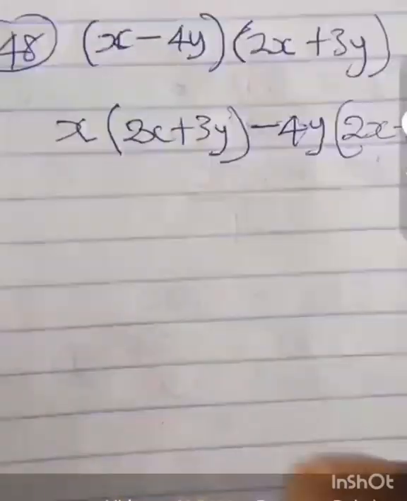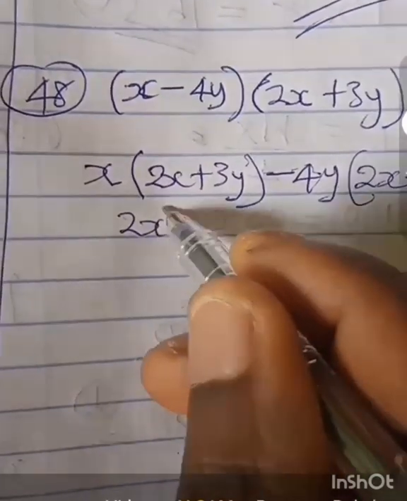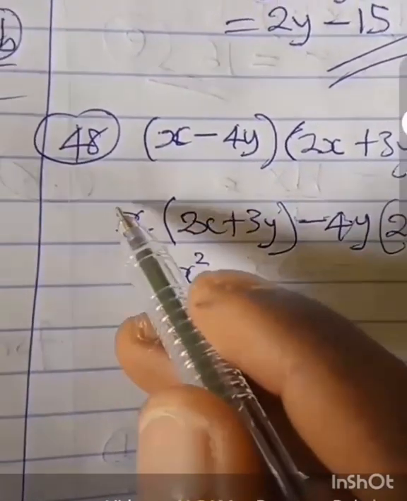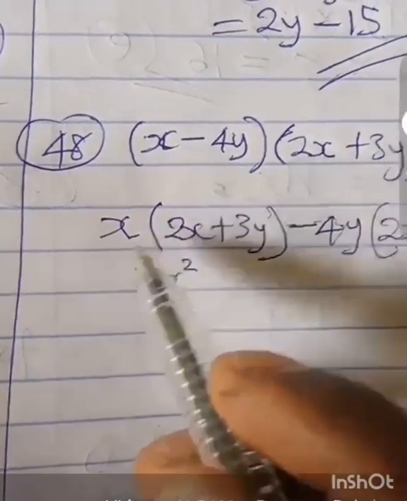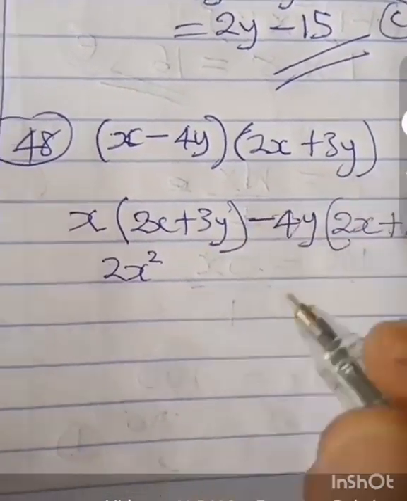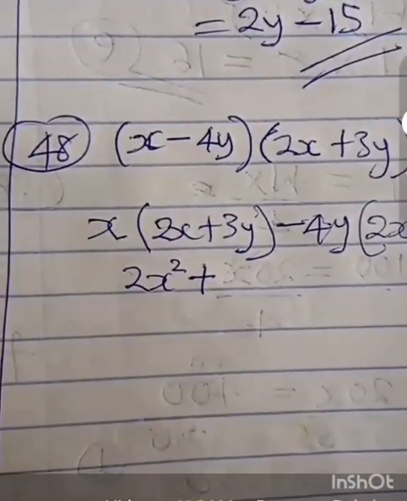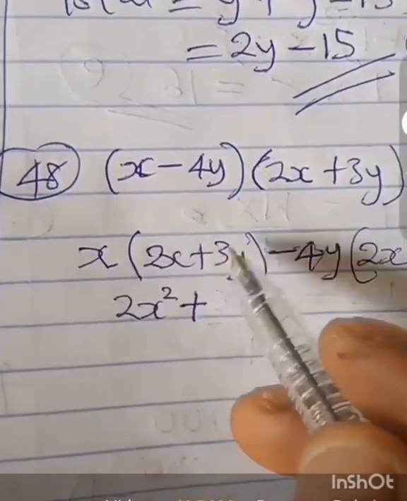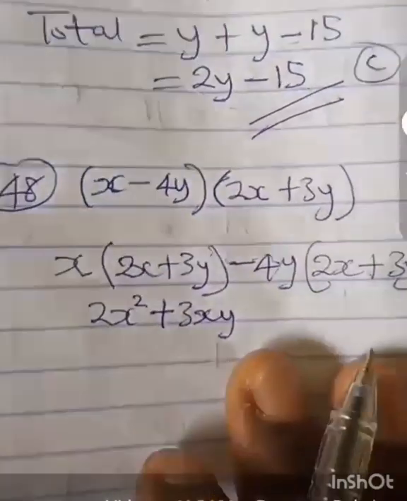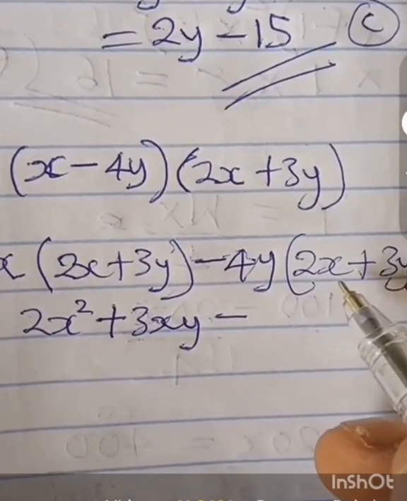Now x times 2x, we have 2x squared. That is 2 times 1, there is a 1 here, so 2 times 1 is 2. So you have x times x, x squared. Now x times 3y, alphabetically, meaning in your alphabet, A to Z, you know which one comes first. So x times 3y, we have 3xy.